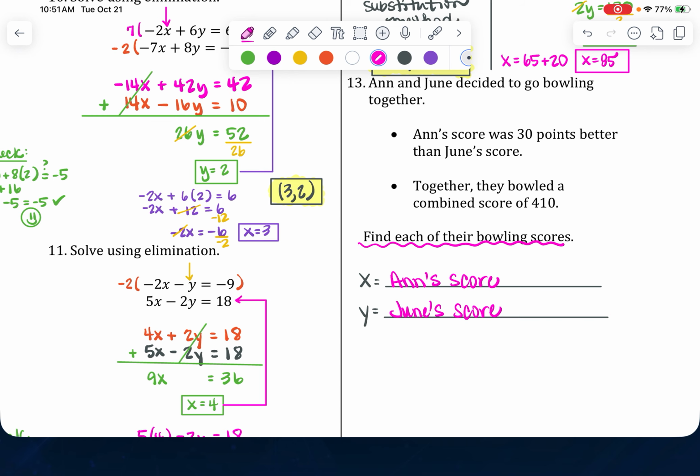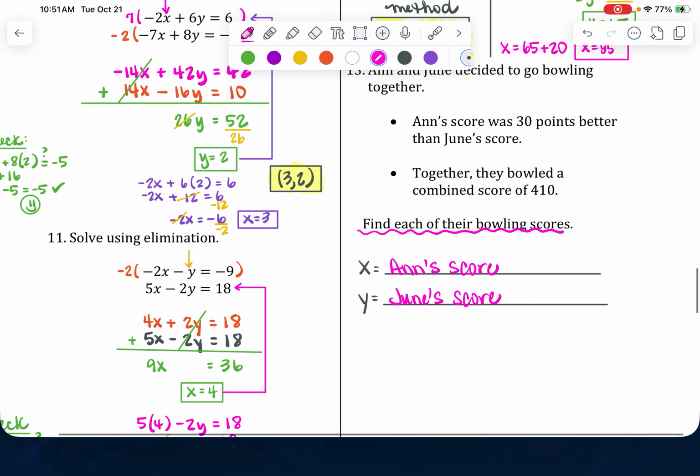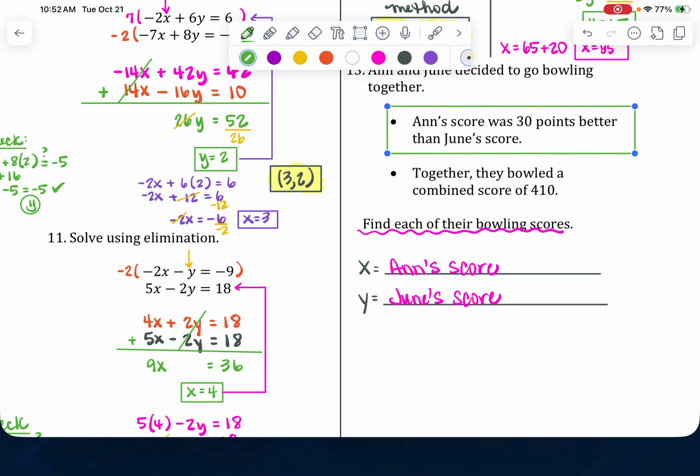you put where. Okay, so now I'm going to go back to my little sentences here, because each one of these bullet points is just written in bullet points instead of a sentence. It's okay. Anne's score was 30 points better than June's. So that means Anne's score, X, is June's score plus 30 points better. Better just means more than, right? So we know we're adding 30 points onto June's score to get Anne's score.